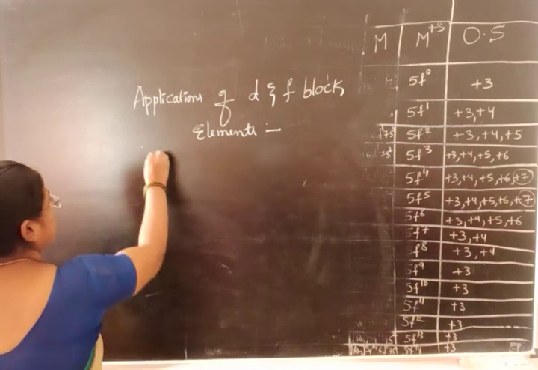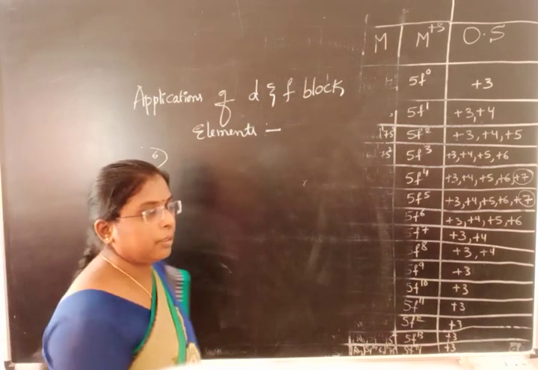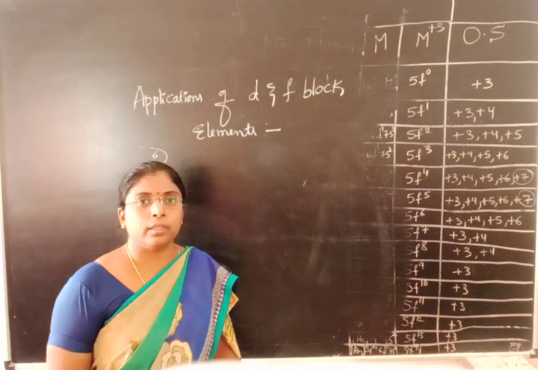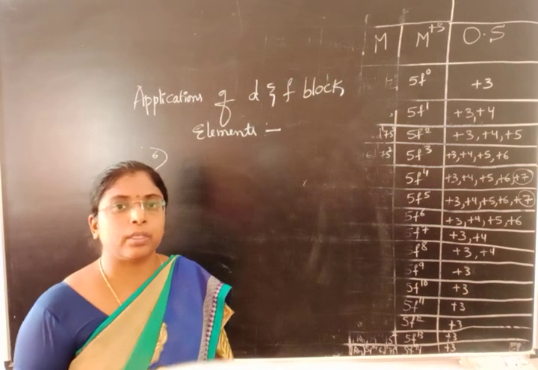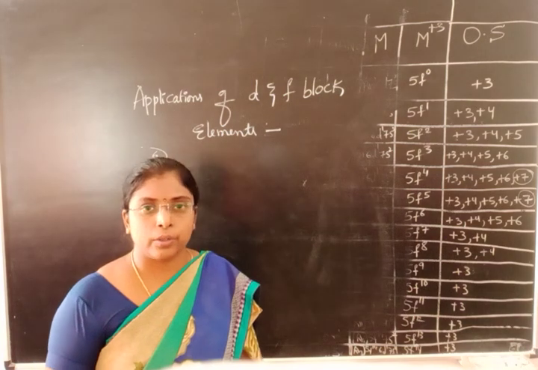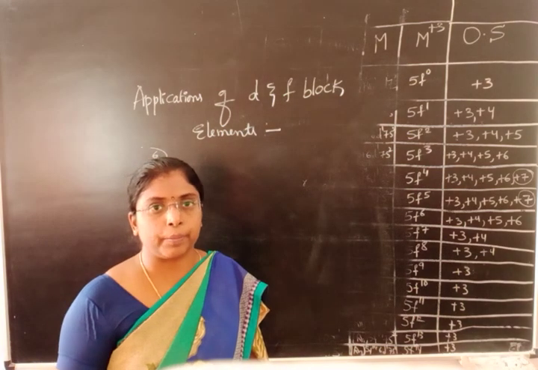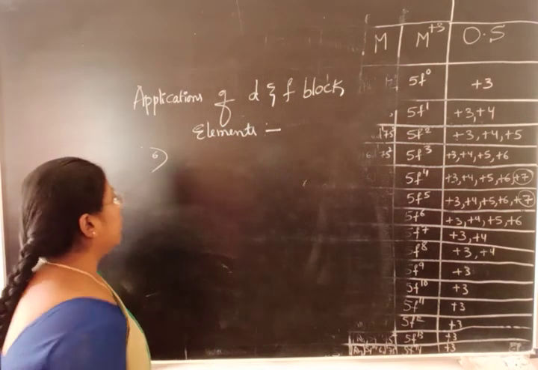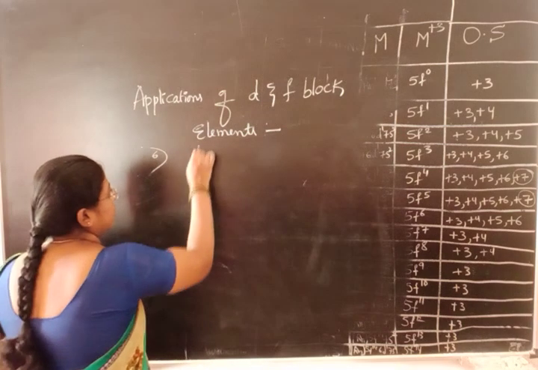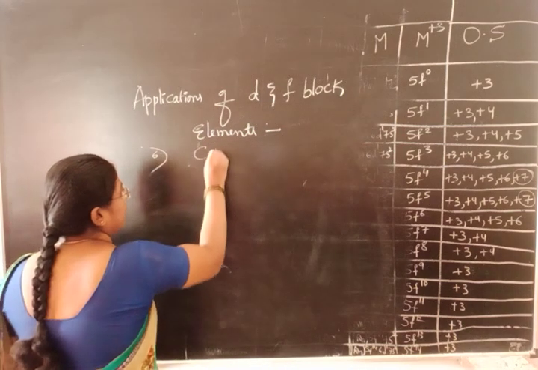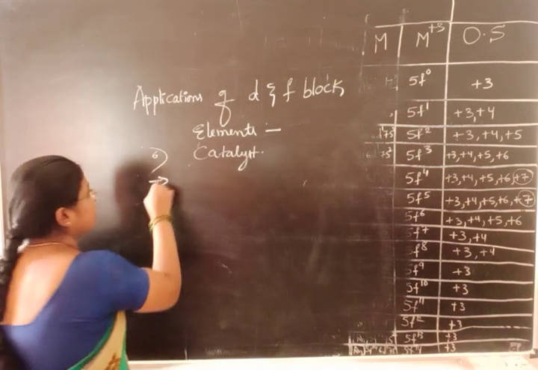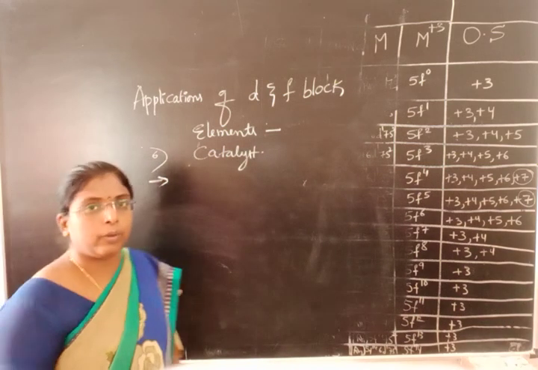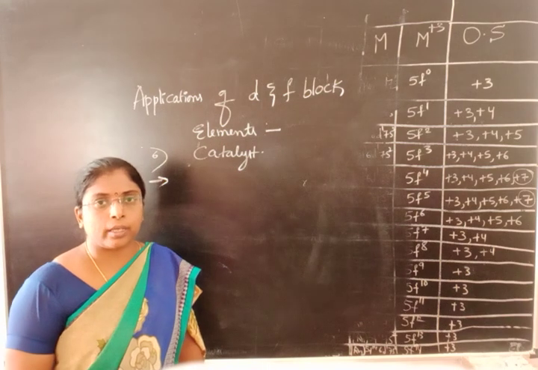Next comes gold, silver and copper. Gold, silver and copper are used in making coins. They are used for ornament purposes. And next, these elements are generally used as catalysts. D and F block elements are used as catalysts.